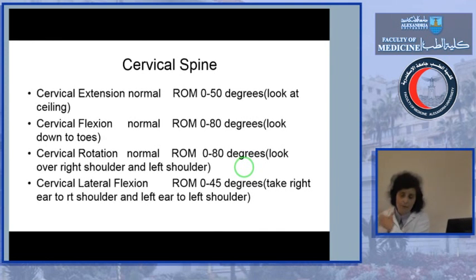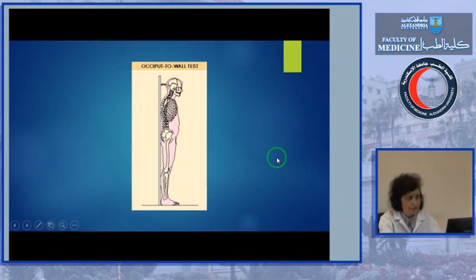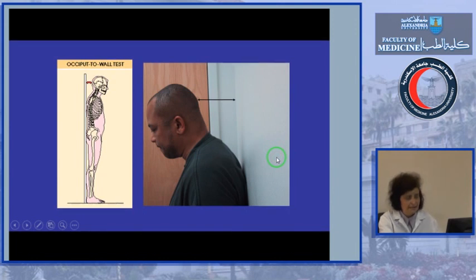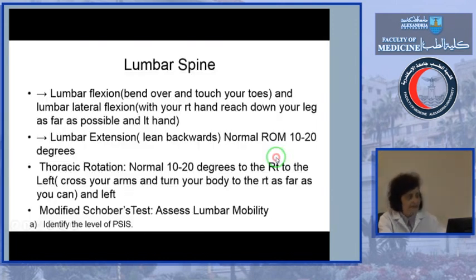Our patient had almost no range of motion, but we should all know that cervical extension, the normal range is from 0 to 50. Also, the flexion is from 0 to 80. Rotation, as we said, looking to your right and to your left, and the lateral flexion, taking the ear to the shoulder. The occiput to wall test that we spoke about, and the measurement is always very important, as we said. The lumbar spines are also very important. Forward flexion, finger to floor. Lumbar extension is also important.